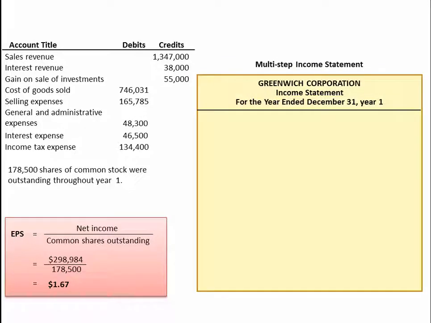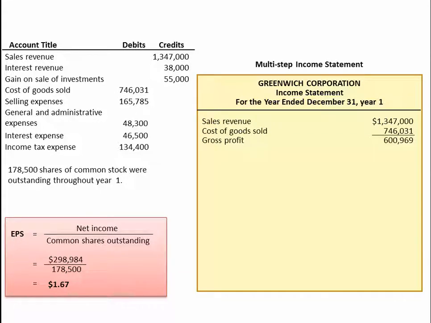So let's take a look at the multiple income statement. Same information. And sorry, I have the kids in the background. Same information and same heading, but we start out with sales revenue, cost of goods sold, and something new.